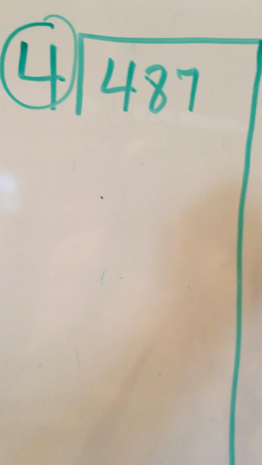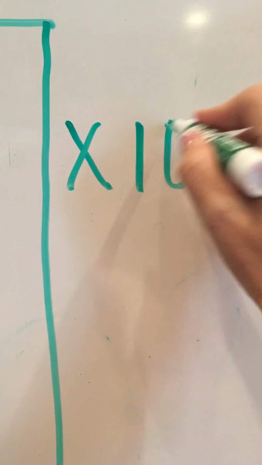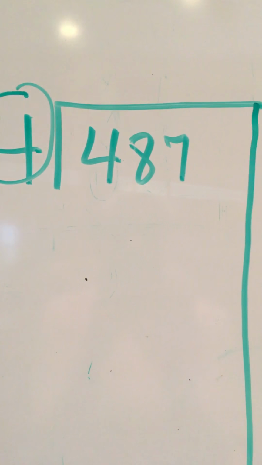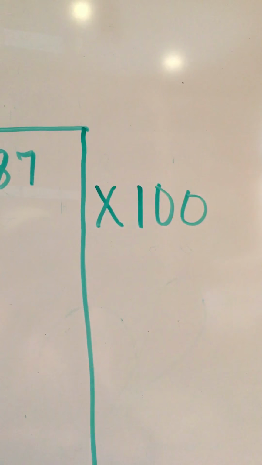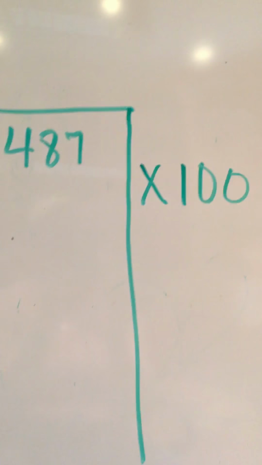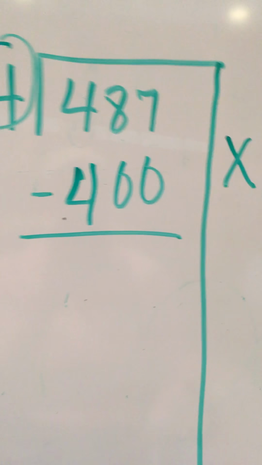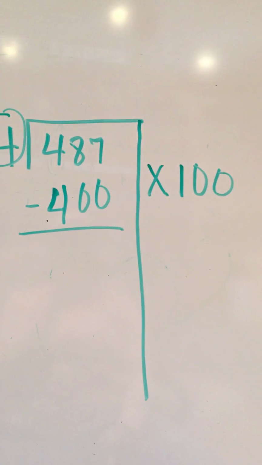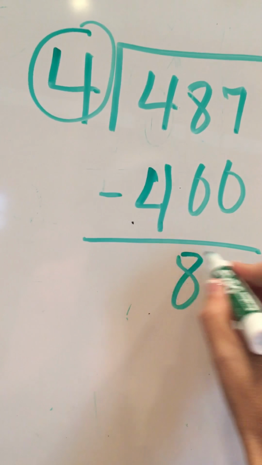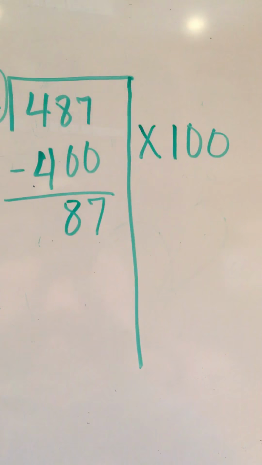So what if we take 4 times 100, because we're working in the hundreds place. Notice that 400, 4 is in the hundreds place. So if I multiply 4 times 100, we could pull 400 out of the 487. So I'm going to pull 400 out, and then I'm going to subtract. If you can see it, we drop those 2 down. We have 87 left over. So we were able to take a lot out of 487 by multiplying 4 times 100.